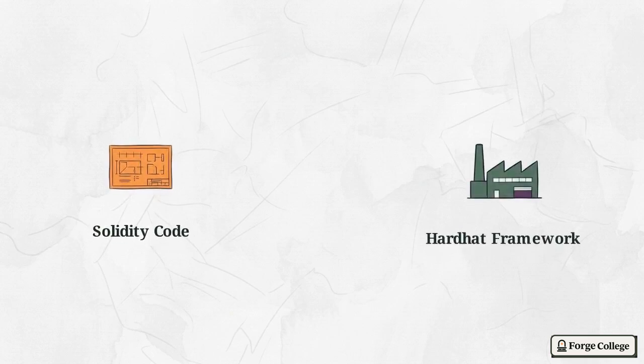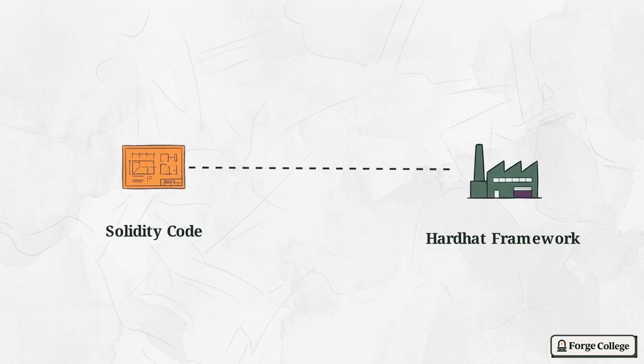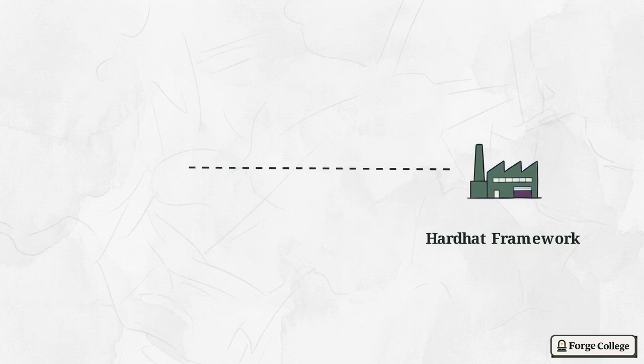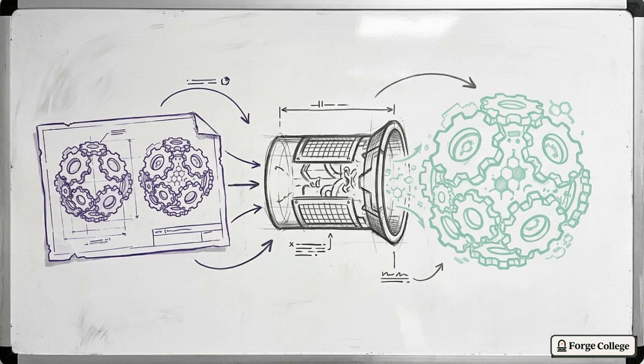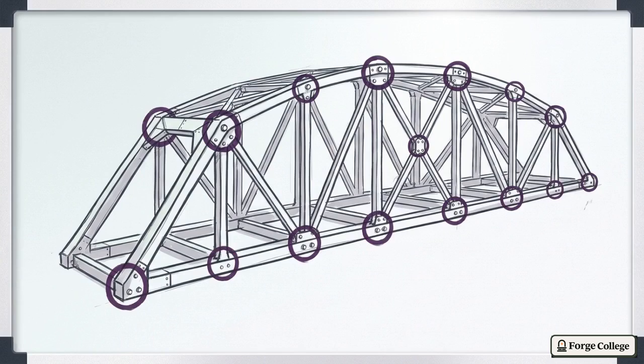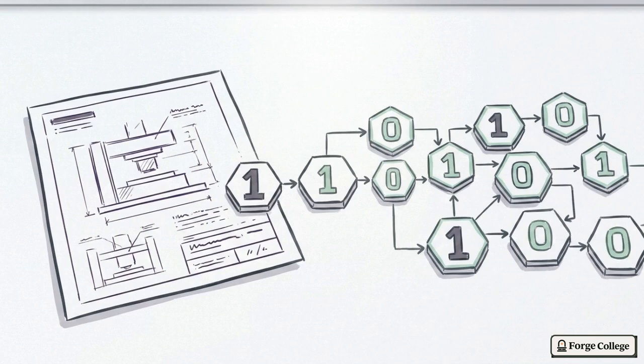Think of your Solidity code as a flat paper blueprint. It tells you what to build, but it isn't the building itself. The Hardhat framework is the automated factory required to actually manufacture the product. The act of compiling is simply pressing the start button on that factory. It takes your human ideas and translates them into machine reality. You cannot skip this step. Compiling is the mandatory, highly reliable bridge that converts your easily readable blueprints into the strict, actionable instructions that the Ethereum network requires to run.